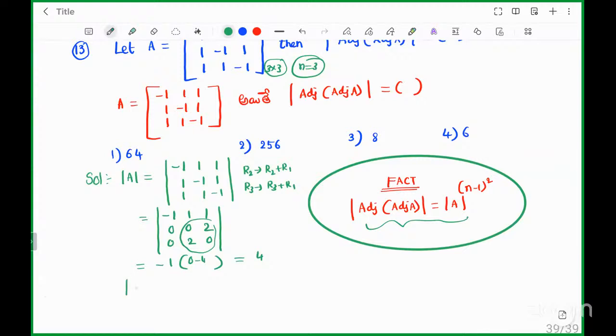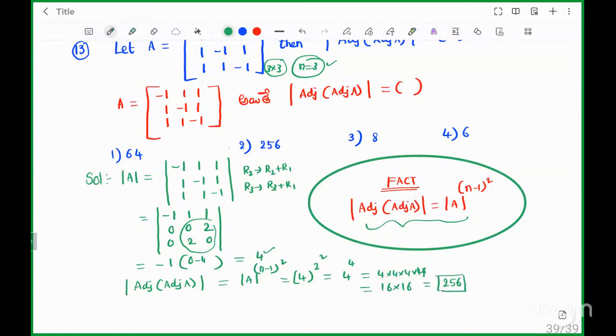So we need det of adj A. Again, the formula I am writing for you: det of adj A is (det A) to the power of (n minus 1) whole square. Substitute det A as 4 and n as 3: 4 to the power of (3 minus 1) whole square, that is 2 square. So here we get 4 to the power of 4, because 2 square is 4. 4 into 4 into 4 into 4, 16 into 16, that is 256. So our answer is 256. So the second option is the right option.